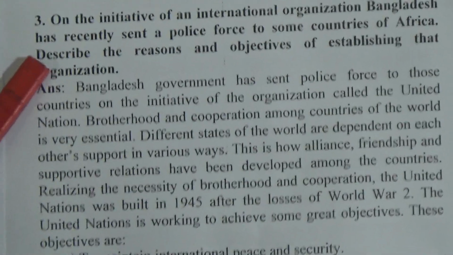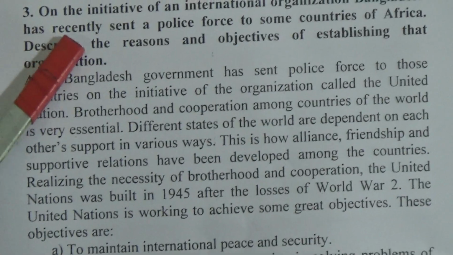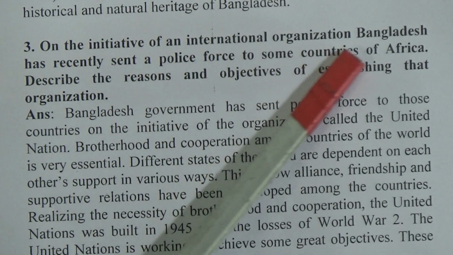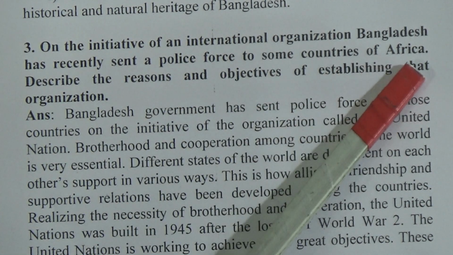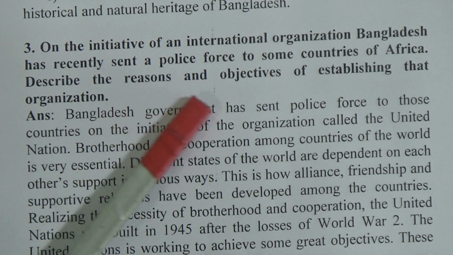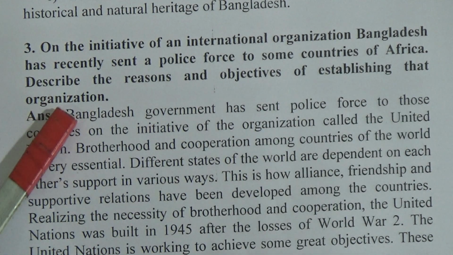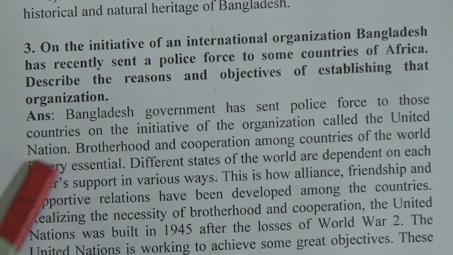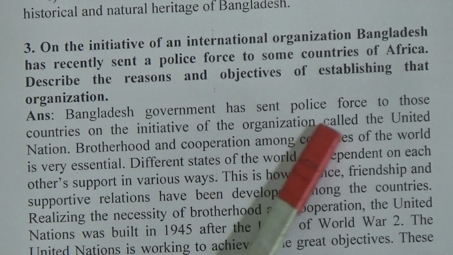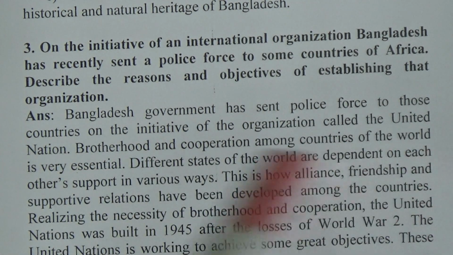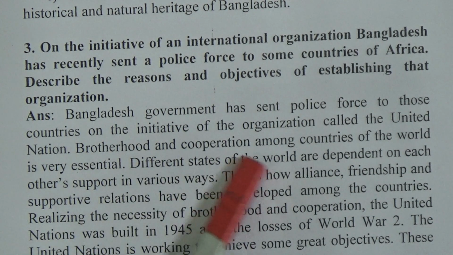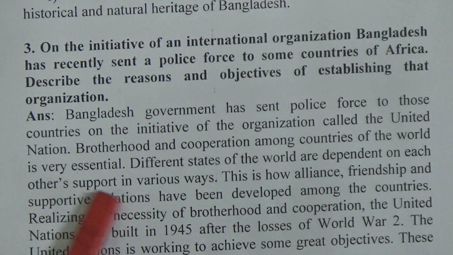Now we will go to our next question, question number 3. On the initiative of an international organization, Bangladesh has recently sent a police force to some countries of Africa. Describe the reasons and objectives of establishing that organization. And the answer is, Bangladesh government has sent police force to those countries on the initiative of the organization called the United Nations. Brotherhood and cooperation among countries of the world is very essential.